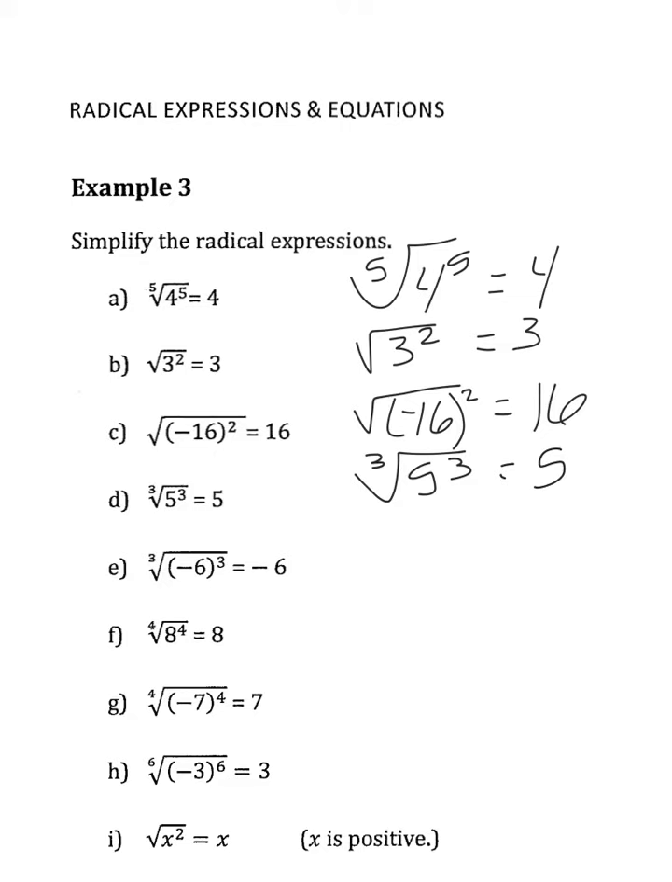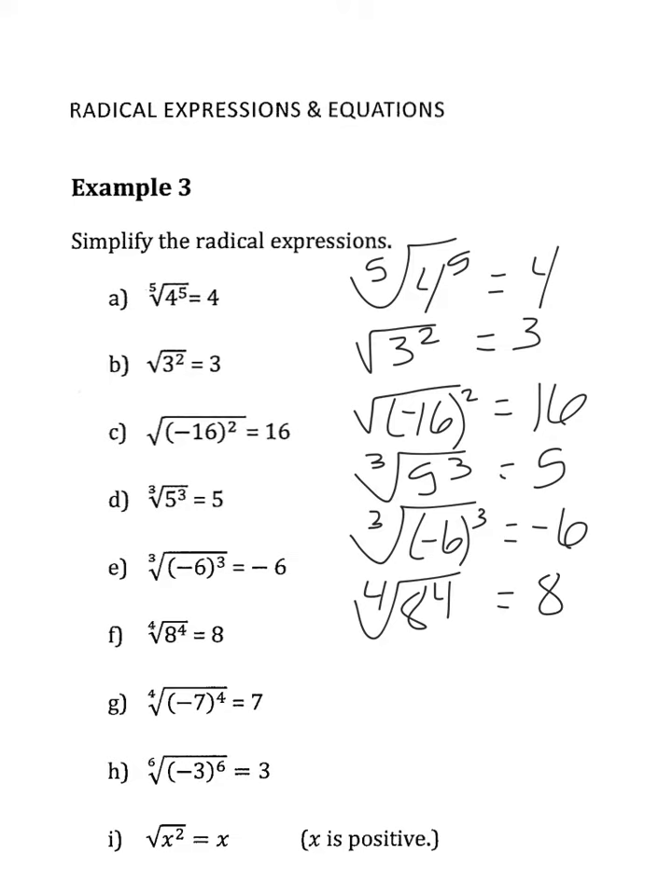On letter E, the cubed root of negative 6 cubed. Thinking about the negative, when I cube a negative, it stays negative. Negative times negative times negative gives me a negative base here. The cubed root of a negative base is negative, so this will be negative 6. On letter F, the fourth root of 8 to the fourth power. Again, no negatives here, so you know these same index and exponent will cancel each other to give you 8.